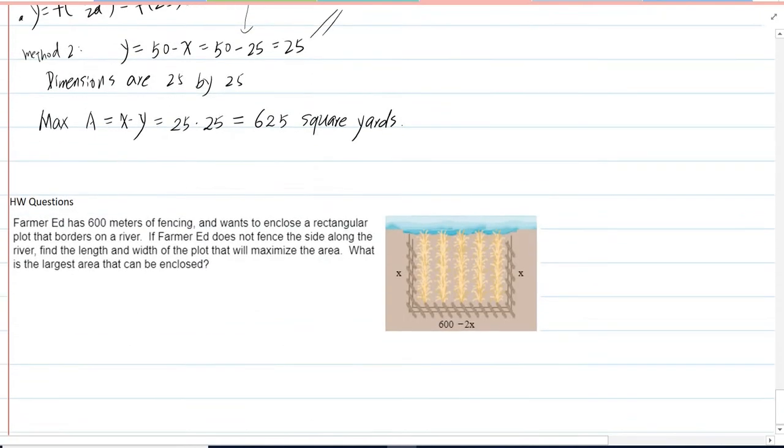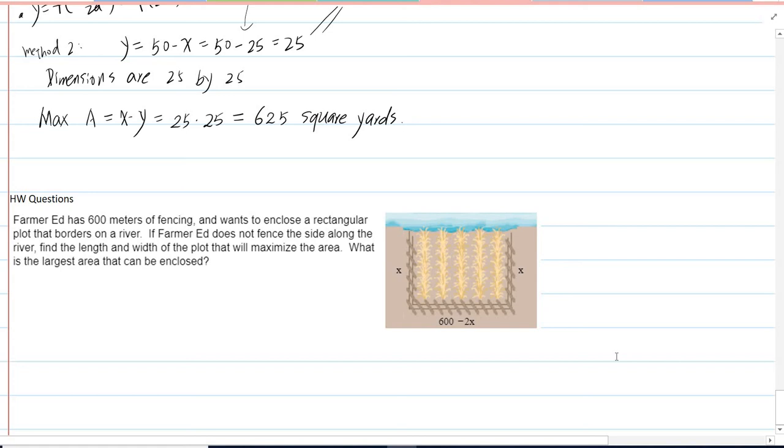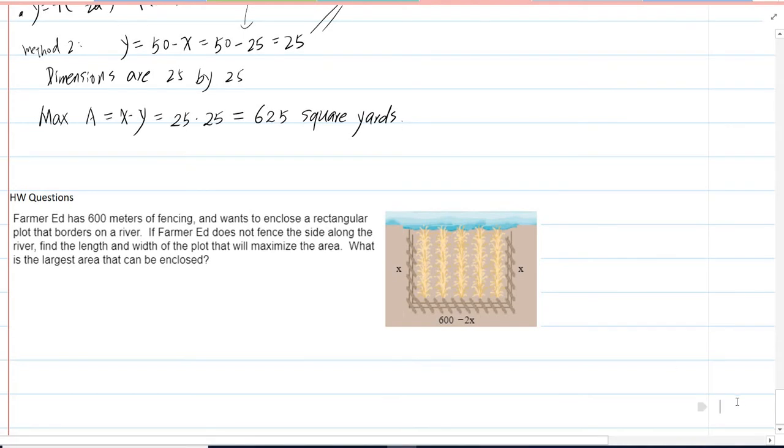Okay? Let's look at a homework question. For this question, I'm just going to give you some hints. I'm not going to solve the whole thing. If you look right here, again this time you use 600 meters of fencing. It's very, very similar. But here is a rectangle again, but we don't have to fence that side. It's only going to be 3 sides. So that is the tricky part. Once you realize this, the rest is exactly the same.